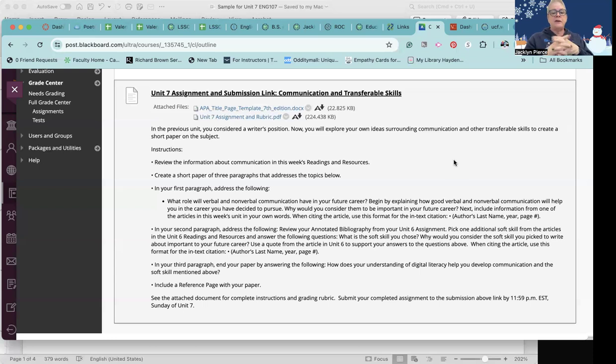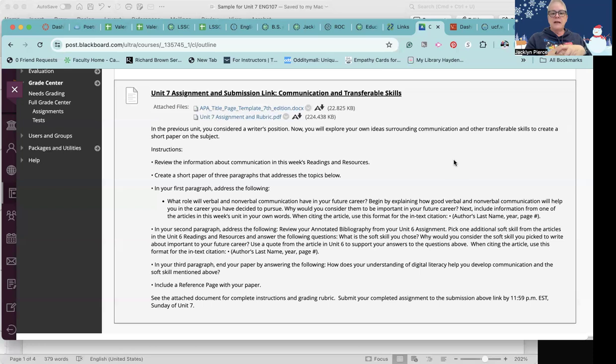So finally, in the third paragraph, end your paper by answering the following questions. How does your understanding of digital literacy help you develop communication and the soft skill mentioned above? You will end with a reference page. So you will have at least 3 pages: the cover page, title page, the essay, which is going to be double spaced and will start at the top of page 2, and then the reference page, which will start at the top of whatever page comes next. So if your essay goes past the bottom of page 2, then your reference page wouldn't be until page 4, et cetera, et cetera.